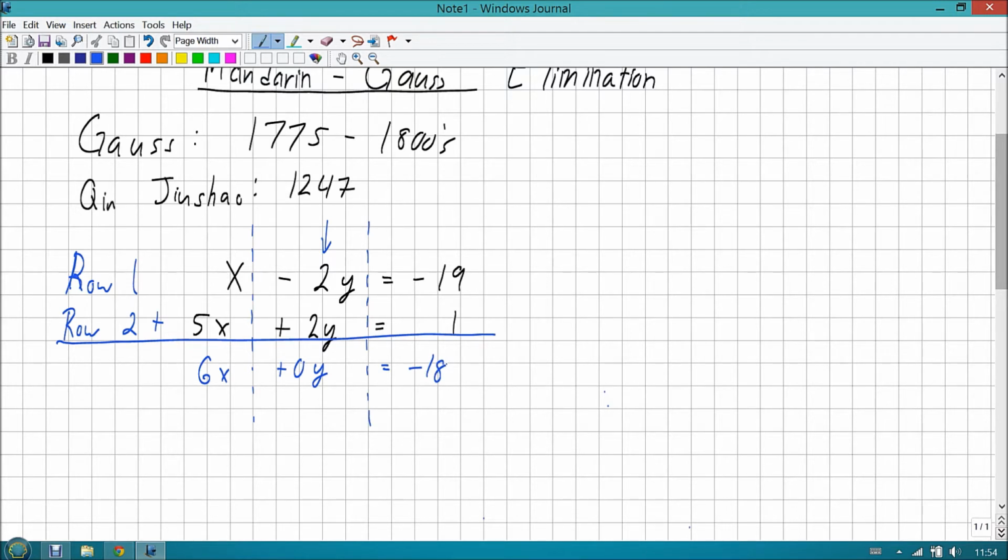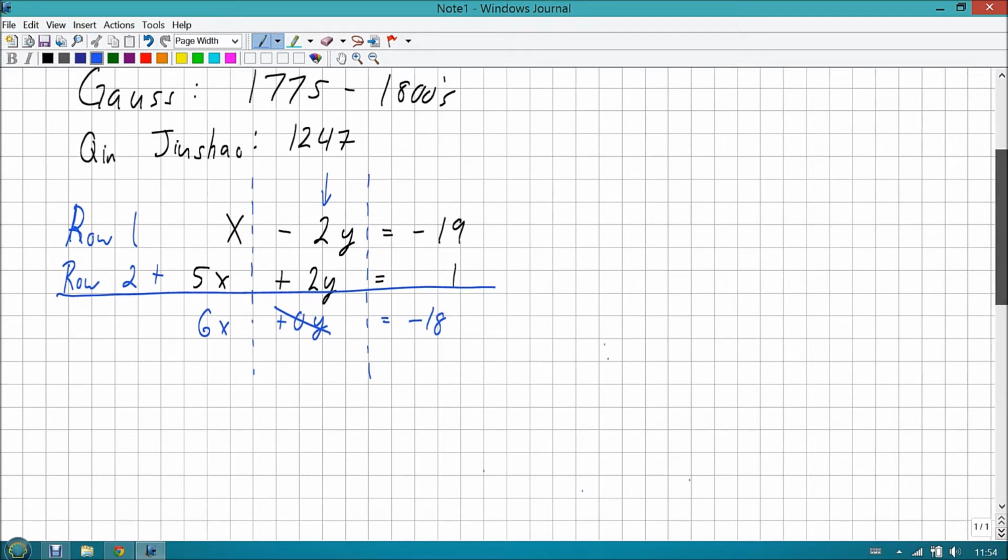I have eliminated the y's. They no longer exist in our functions. So we end up with 6x has to be equal to negative 18, which means that x is going to be negative 3. To find the y, of course, we use the substitution method.